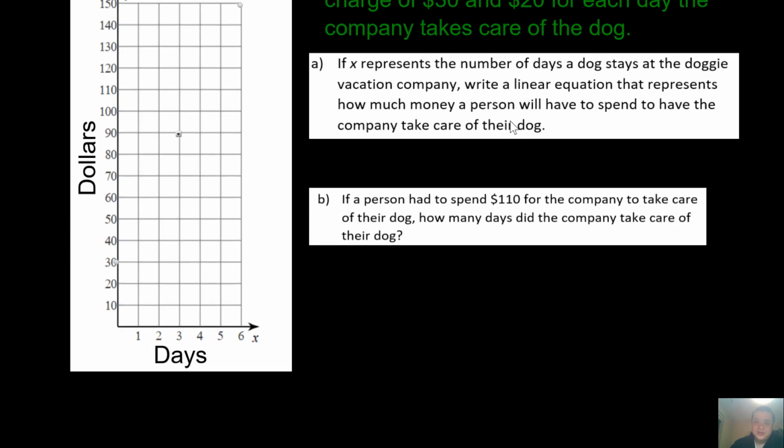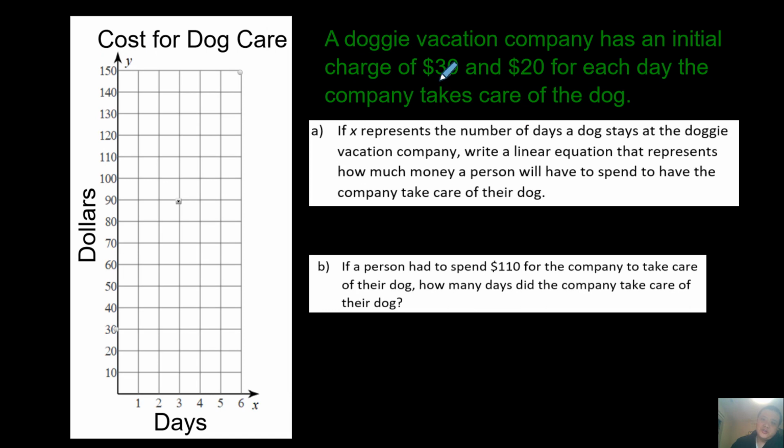The next question says, a doggy vacation company has an initial charge of $30, and then they charge $20 for each day the company takes care of the dog. A doggy vacation company is a company that takes care of your dogs if you go on vacation. So let's try to figure this out. It says if x represents the number of days the dog stays at the doggy vacation, write a linear equation that represents how much money a person will have to spend to have the company take care of the dog. Go ahead and try out these three questions on your own.